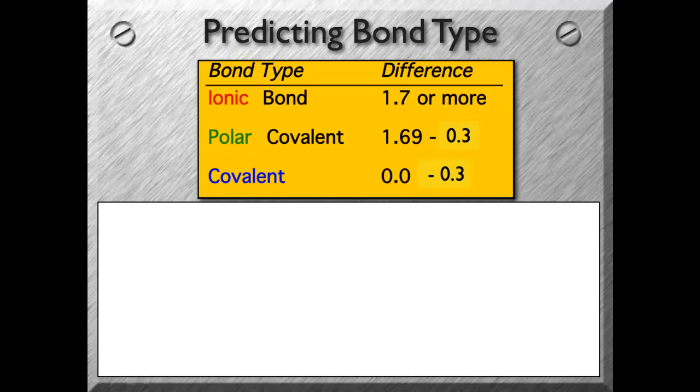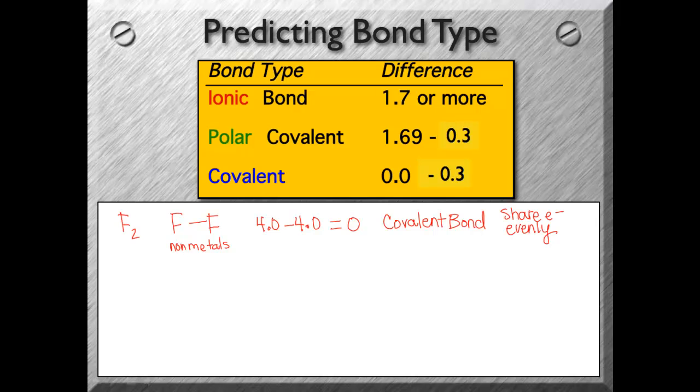Let's start with a diatomic. We'll look at fluorine, F2. Fluorine is two fluorine bonded together, so they're both nonmetals. Each fluorine has an electronegativity of 4, so it's going to be 4.0 minus 4.0. So this will equal 0. So diatomics are just plain covalent bonds. There's no polarity to them. They are sharing. So in other words, they share the electrons evenly between the two elements.